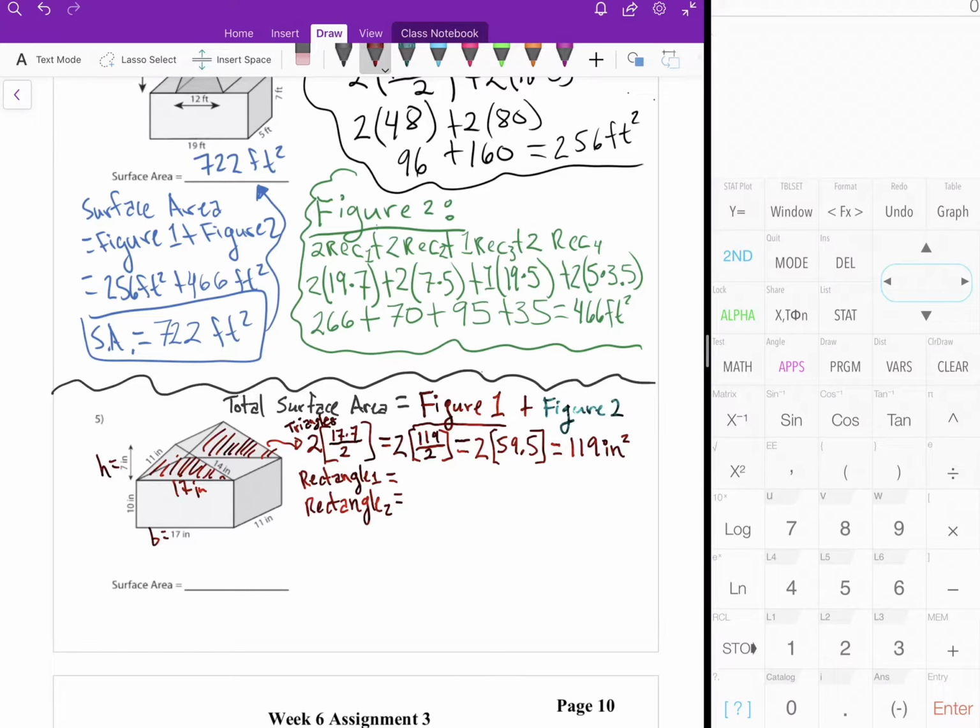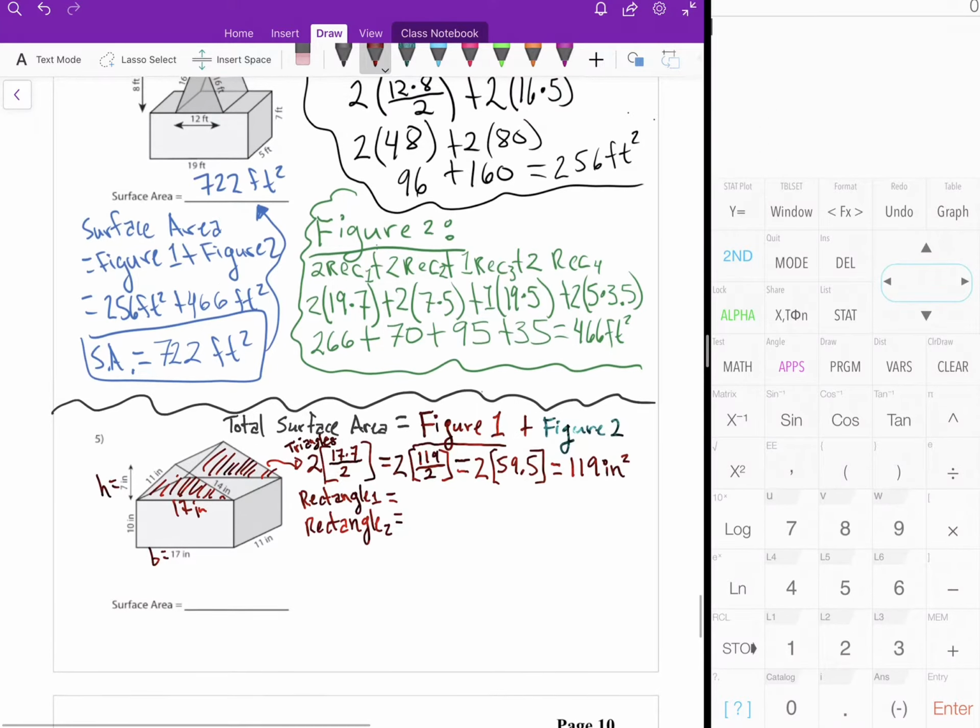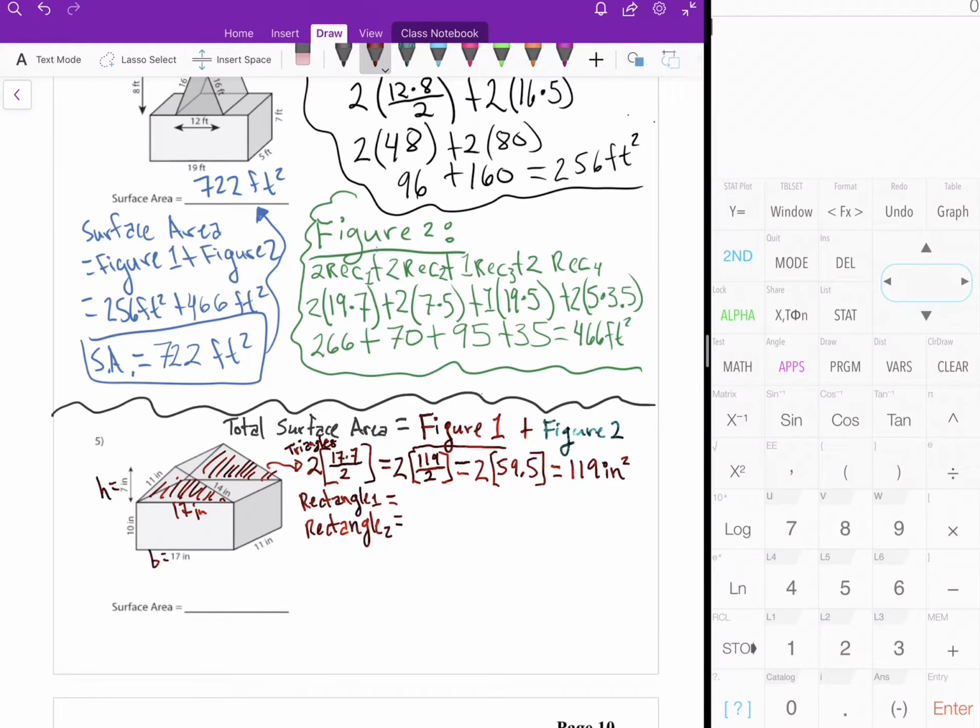Two triangles, but we also have rectangles here. So we have these rectangles that we have to solve for. So let me make it look a little bit cleaner. Let's erase this part. Hopefully it erases. Okay, alright. So now we have to find the two rectangles.